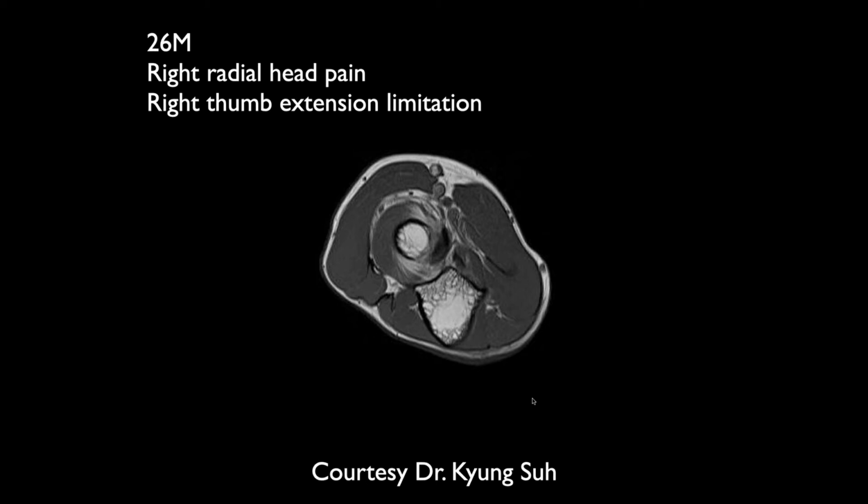All right, so here we have a case of a 26-year-old male with radial head pain and thumb extension limitation, and it looks like there is some preferential atrophy of the supinator muscle and maybe some edema, so I'd be concerned about compression of the posterior interosseous nerve.